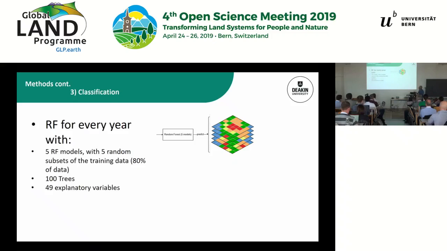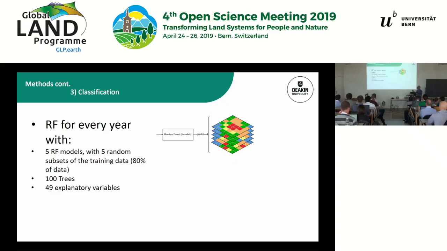The final step was the classification itself. We used a random forest classifier. We ran 5 different random models for every year. We did this for checking the discrepancies, for checking the stability of our estimations. We used 5 different subsets of the training data in a random way, using 100 trees and 49 explanatory variables. So the output was having 5 different land cover maps for Australia.